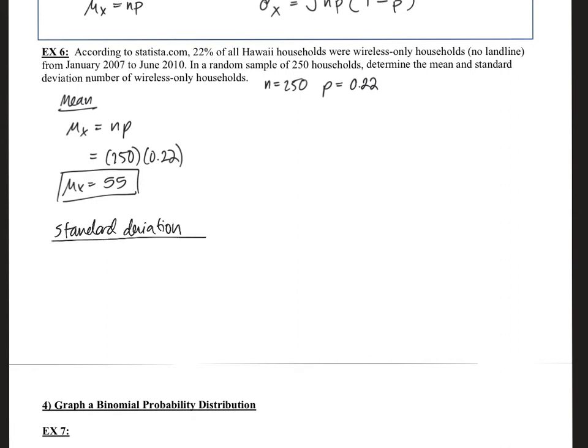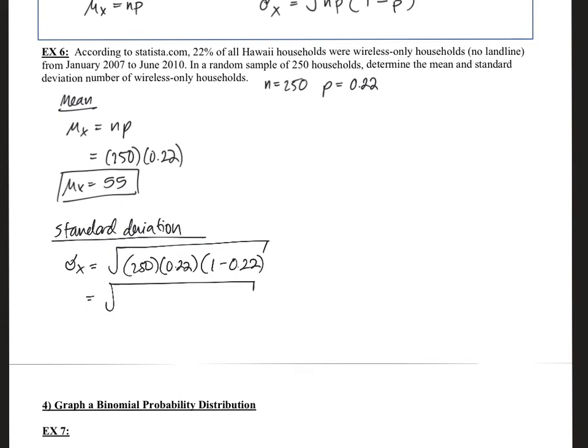So standard deviation of x is going to equal the square root of n times p times 1 minus p. My n value is 250, times my p-value, 0.22, times 1 minus 0.22. We already know what n times p is, that's 55. And then 1 minus 0.22 is 0.78, which we found a little earlier.